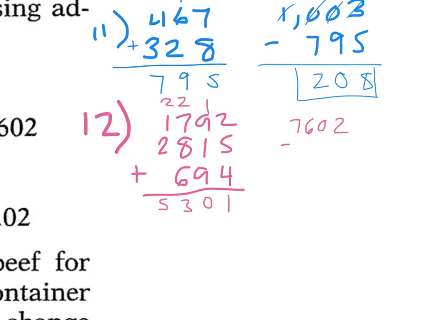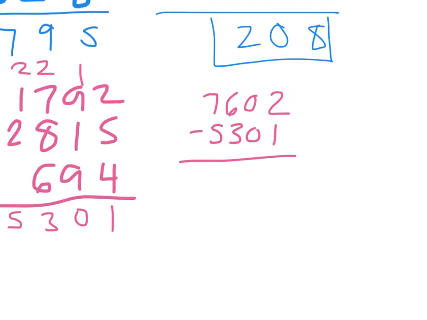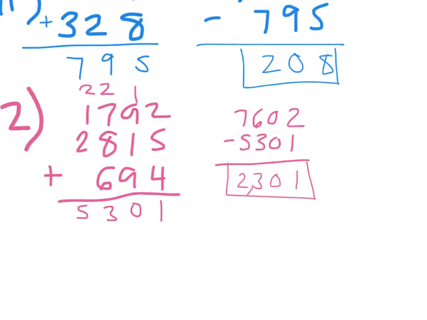So we're going to subtract. This is 5,301. So 2 minus 1 is 1. 0 minus 0, 0. 6 minus 3, 3. And 7 minus 5 is 2. So our answer here is 2,301.